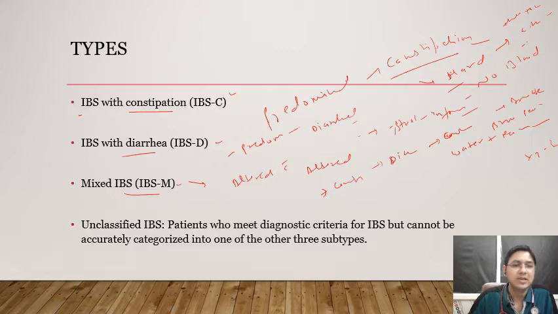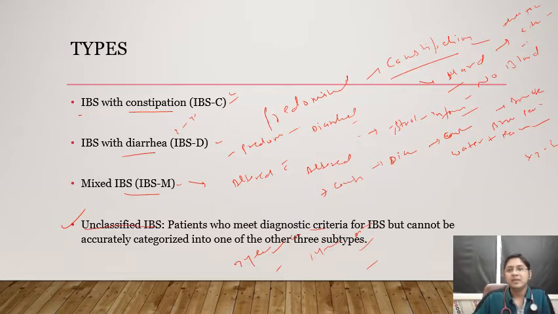There are a few patients who come in this category, that is unclassified IBS. It means they meet the diagnostic criteria, they have IBS by the definition, but they don't fit in any category. They have constipation and diarrhea, but the frequency is not set. Sometimes for 2 years they have constipation, then the next 1 year they have diarrhea. So we can't say this is constipation or diarrhea predominant. Then we classify them as unclassified. So these are the basic four classifications of IBS.